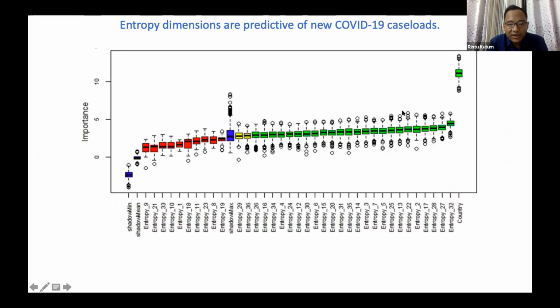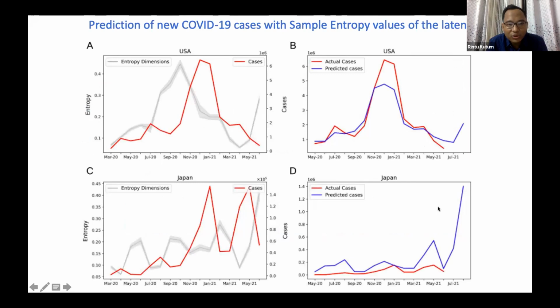Then we used machine learning algorithms to find out which entropy latent dimensions matter. Here, the entropy of latent dimension 32 clearly shows some predictive power, which I think Aditya will cover in more detail. And this is a snapshot of some countries showing how the latent dimension entropy and the cases are correlated, and how we can use this latent representation for predicting future cases in the US and also Japan.